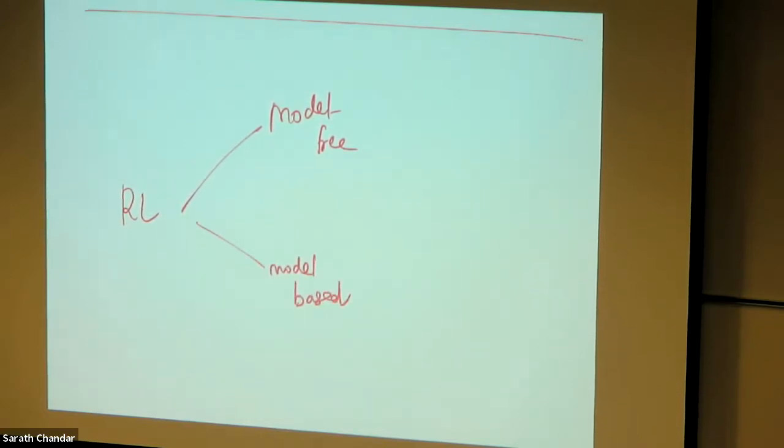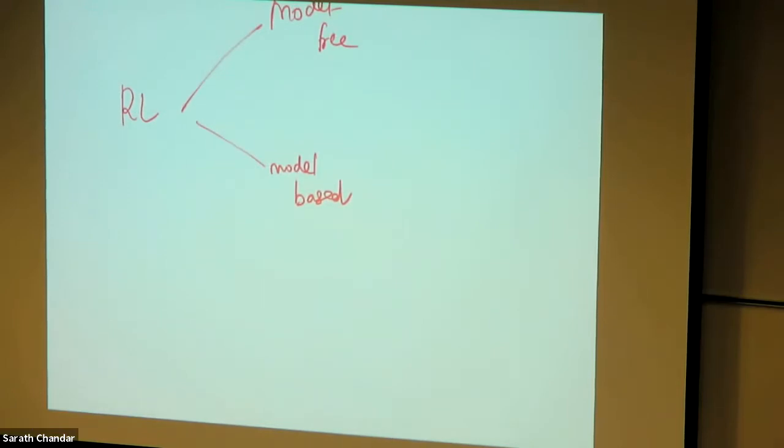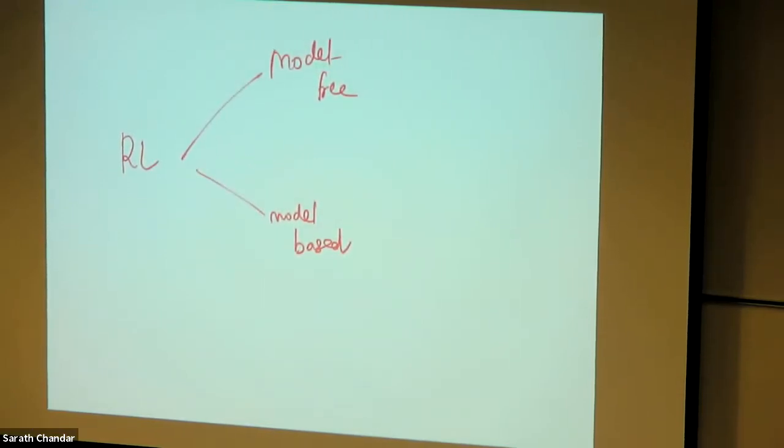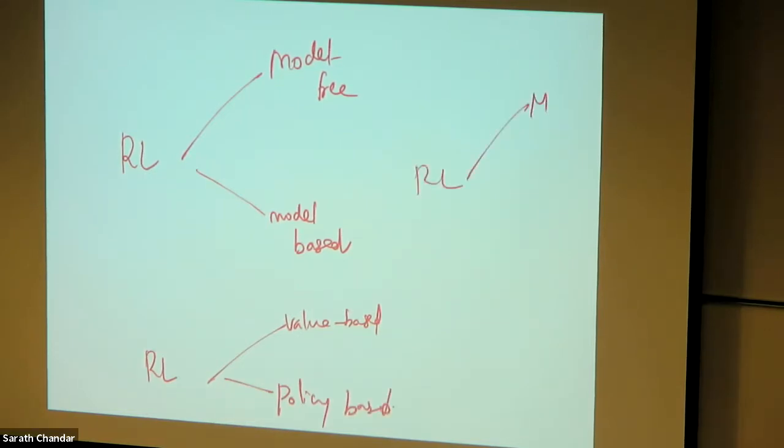And in model-free, again, there are at least 2 categorizations. One way to classify is model-free versus model-based. The other way to classify is value-based or policy-based. And the other way to classify things is whether you're doing Monte Carlo or TD. Let's just put it this way: it's actually very difficult to put everything in one figure.